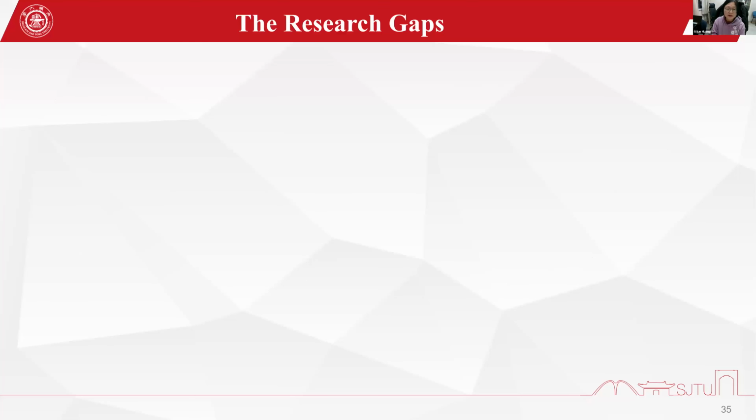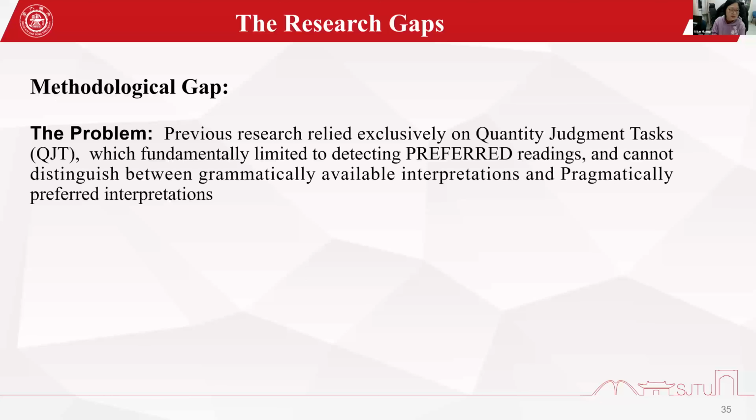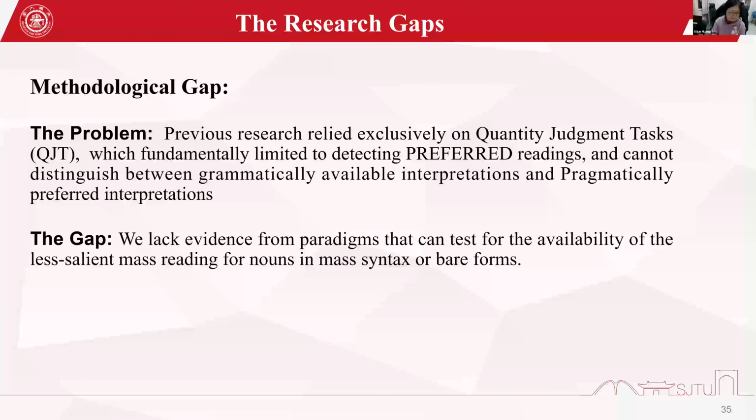Okay, so they have some research gaps. In methodology, the problem, as just said, is that the quantity judgment task only reflects the preferred reading and cannot distinguish grammatically available interpretations from pragmatically preferred interpretations. So we need a new paradigm which can test for the availability of less salient mass readings for nouns in mass context or bare forms.